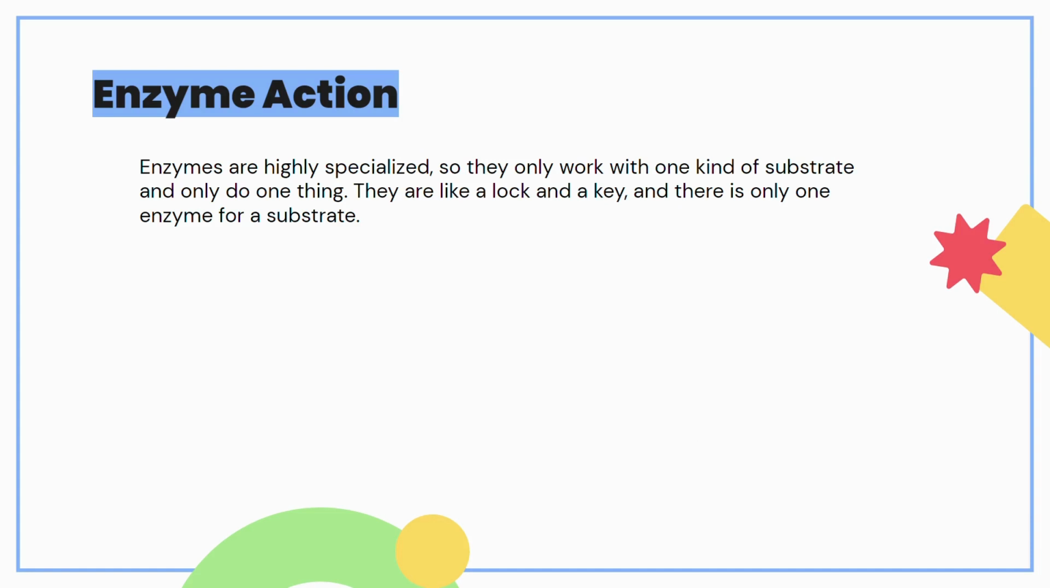Enzyme action. Enzymes are highly specialized, so they only work with one kind of substrate, and they do only one thing. For example, catalase only reacts with hydrogen peroxide, and that's the only thing that it reacts to. They are like a lock and key where there's one enzyme for one substrate. So we need that specific key to open that specific lock, similar to the enzyme and the substrate.